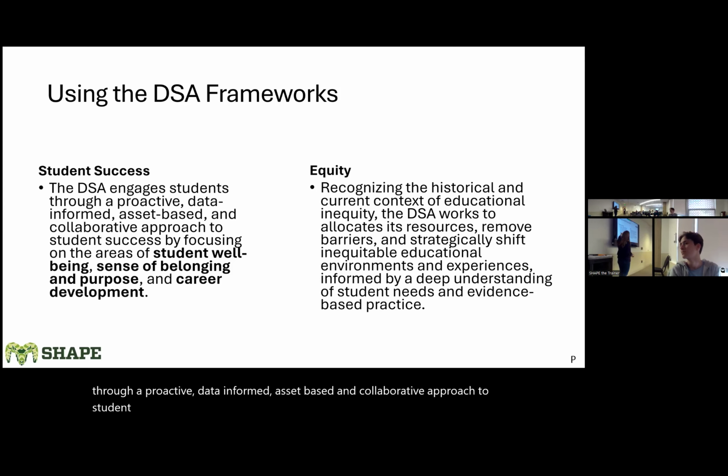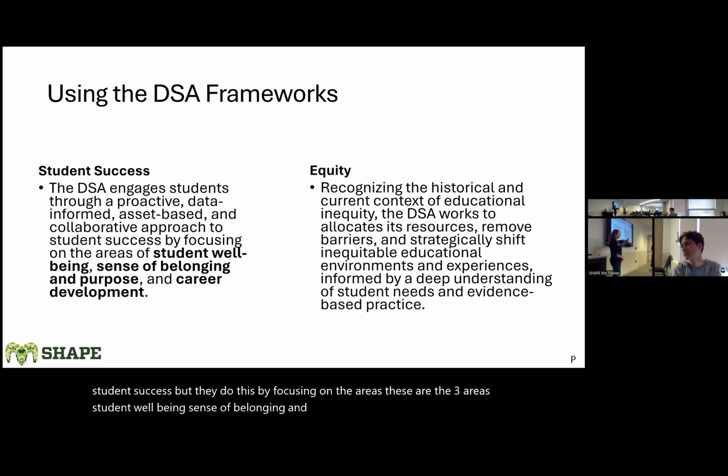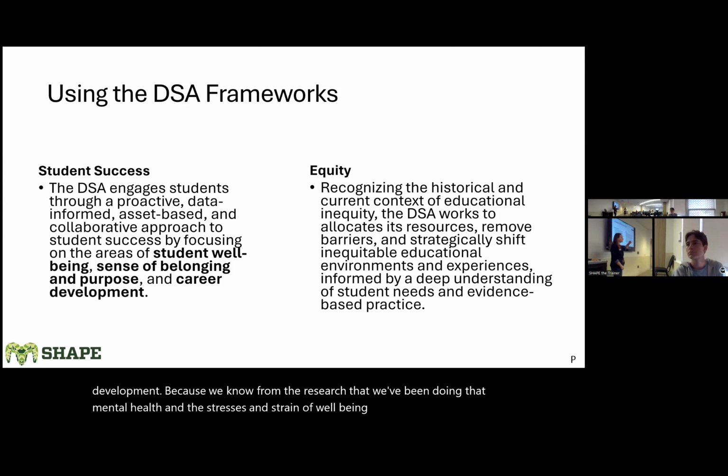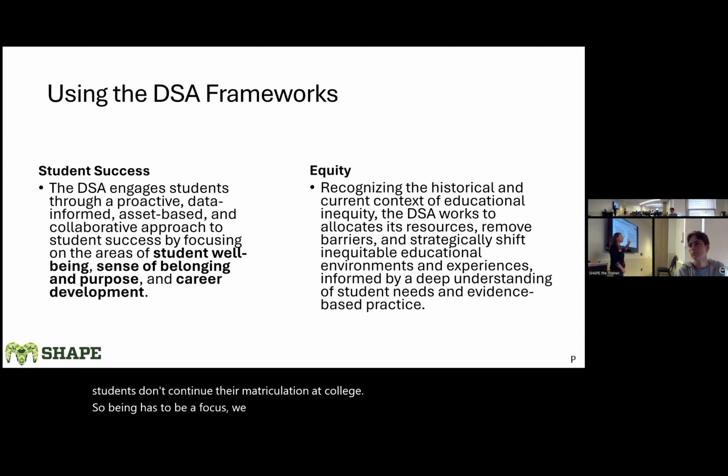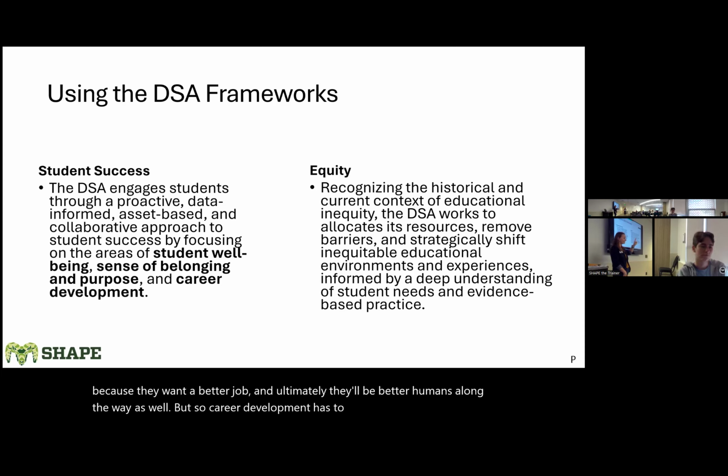But they do this by focusing on the areas, these are the three areas: student well-being, sense of belonging and purpose, and career development. Because we know from the research that we've been doing that mental health and the stresses and strain of well-being are the top reasons why students don't continue their matriculation at college. So well-being has to be a focus. We know that students come to college initially because they want a better job. And ultimately, they'll be better humans along the way as well. But so career development has to be up there.